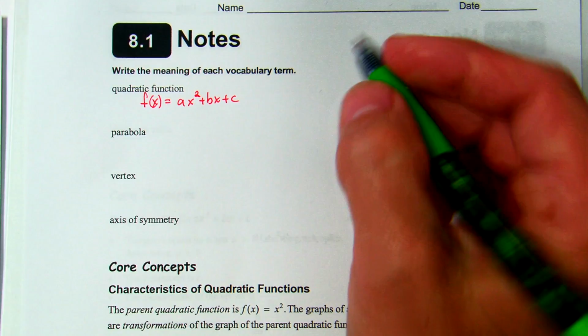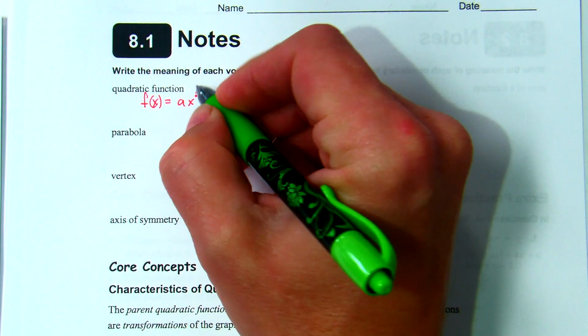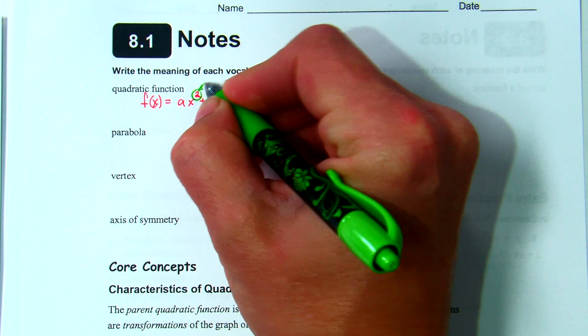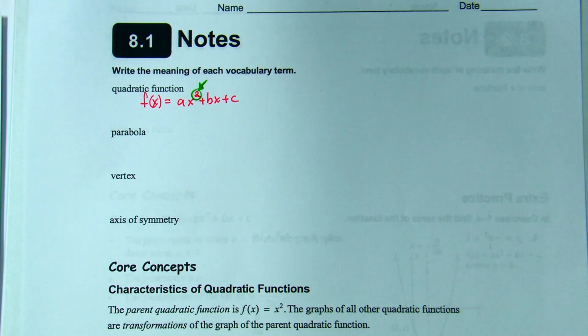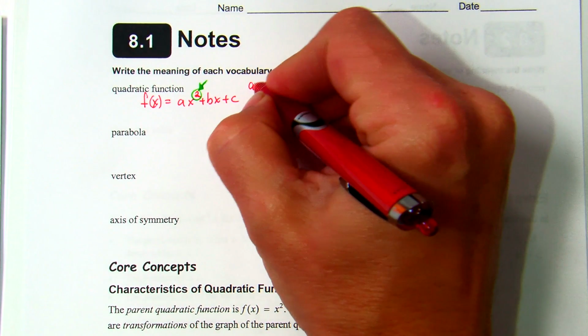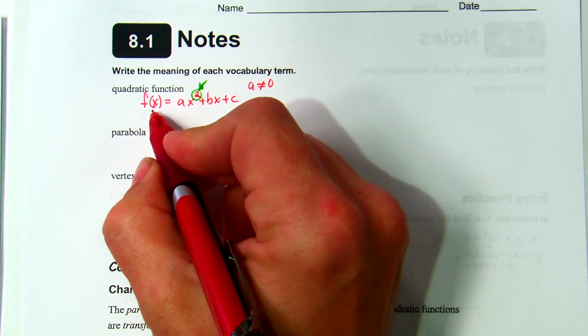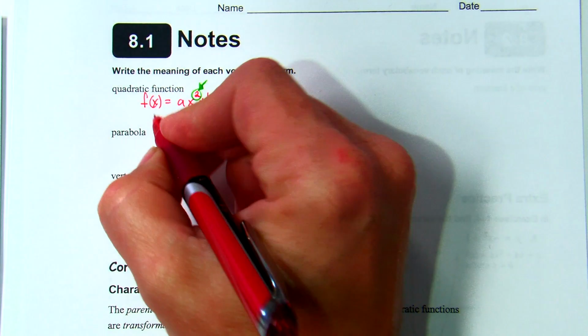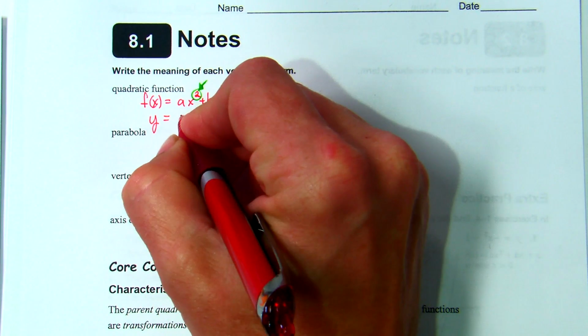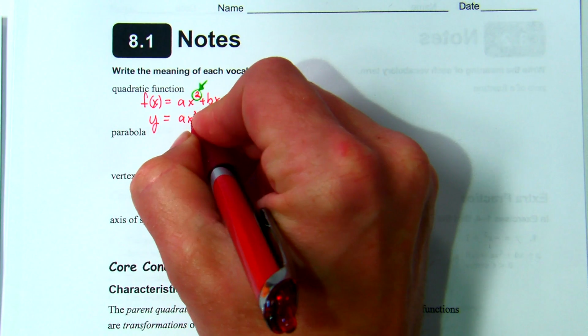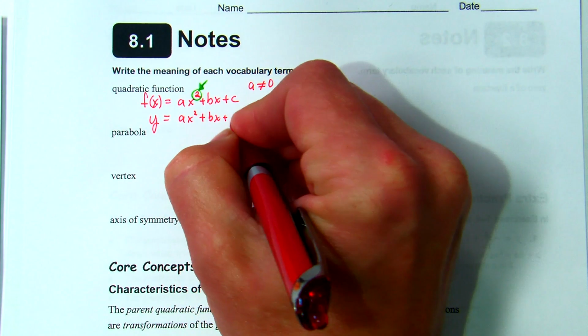And what we're looking for in a quadratic is that the highest degree term is going to be a square. So that's what we're looking for when we say we're dealing with a quadratic function. And this again is also when a does not equal 0. One other way you could write this, we could always exchange the f of x for y. So this could be y equals ax squared plus bx plus c.